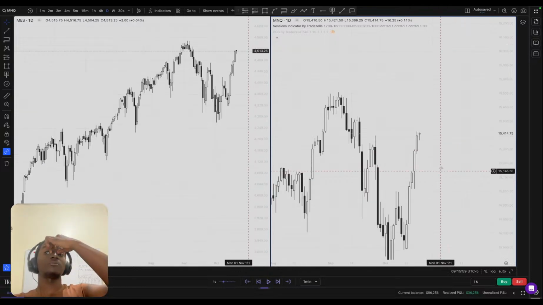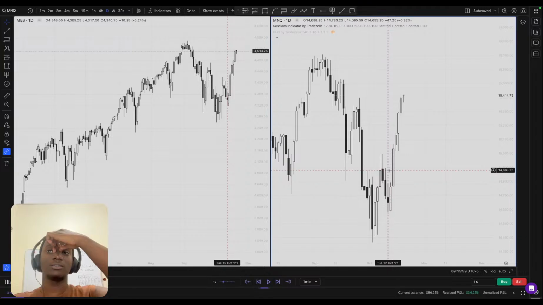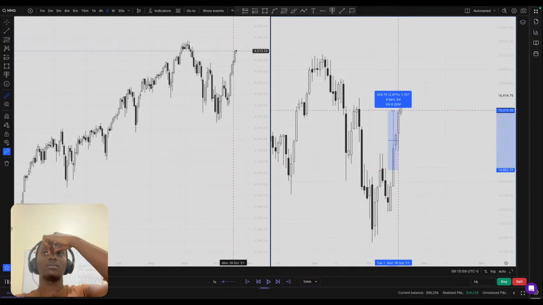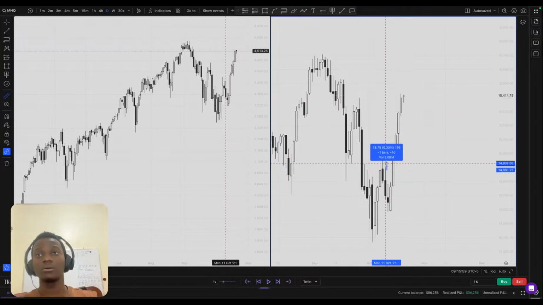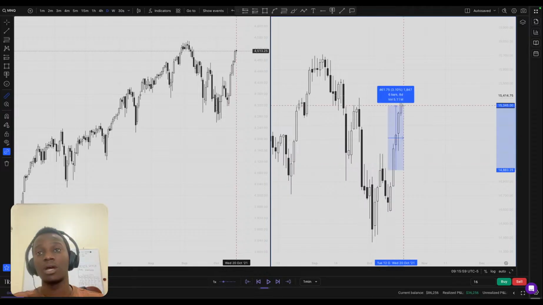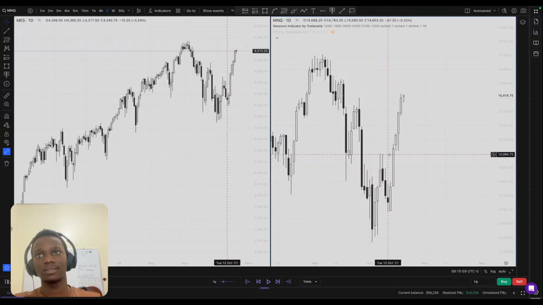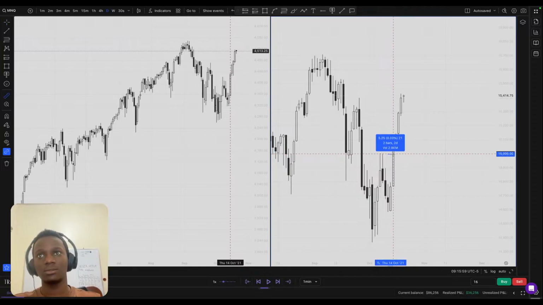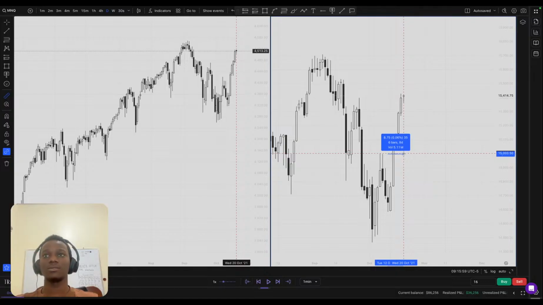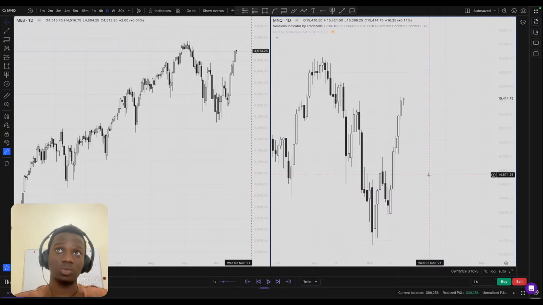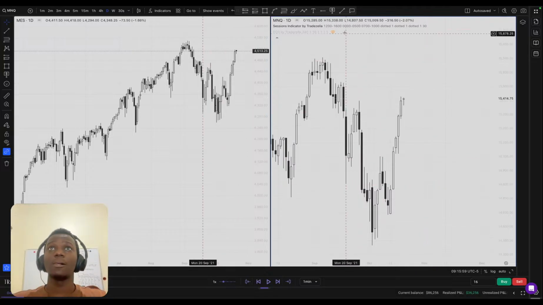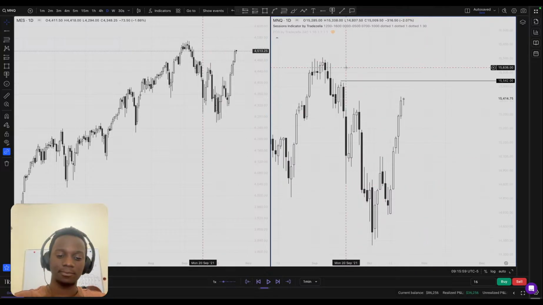Okay, so now where is price heading? It has printed how many candles? Let's see. Starting from this one. Wait. 1, 2, 3, 4, 5, 6. So it's 8 days, 6 bars, but 8 days. Obviously, it's because the weekend passes in between, but very good bull run here.